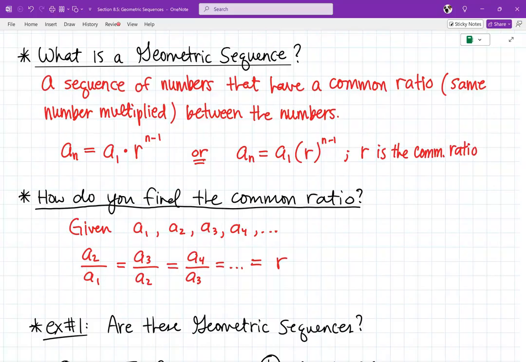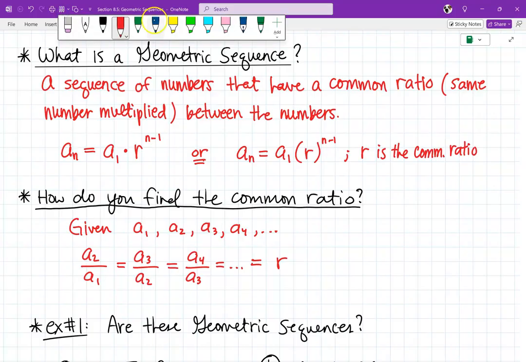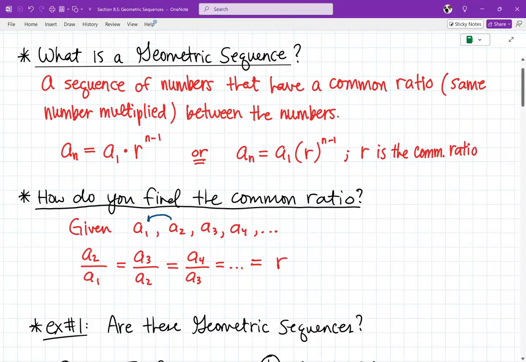So you're basically going to be dividing two numbers, kind of like that. Always the bigger term divided by the smaller term. And I don't mean bigger in value or smaller in value. I mean like a sub 4 is bigger than a sub 3 in terms of the term numbers, right? 4 is bigger than 3, 3 is bigger than 2. So always do the bigger term divided by the smaller term.